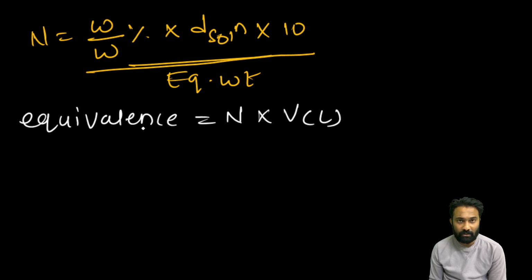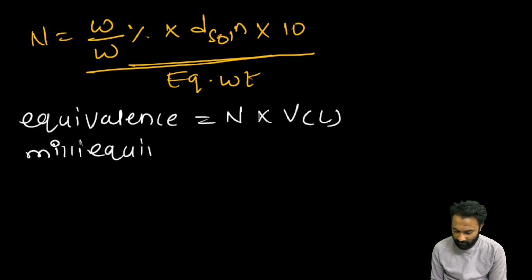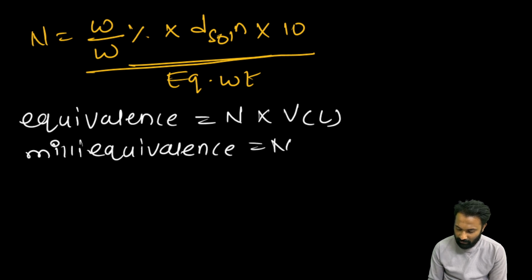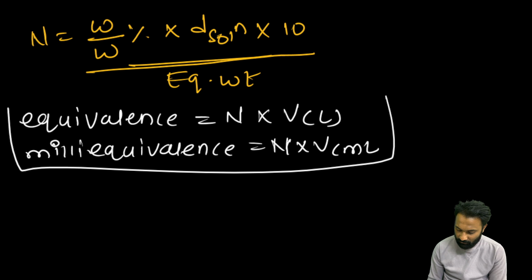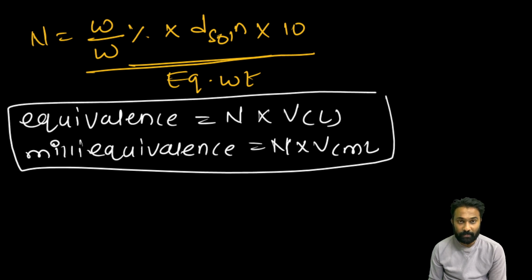Clear? This is milli equivalence. Milli equivalence means N into VML. Clear? This is one formula we are having. Next, another type of the formula we are having for the equivalence.